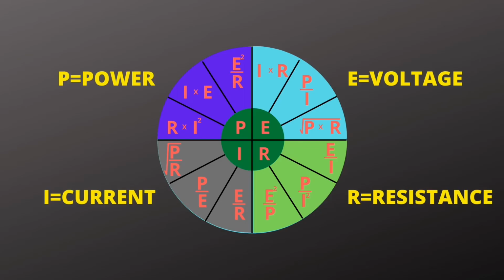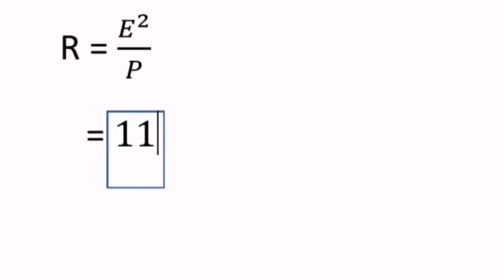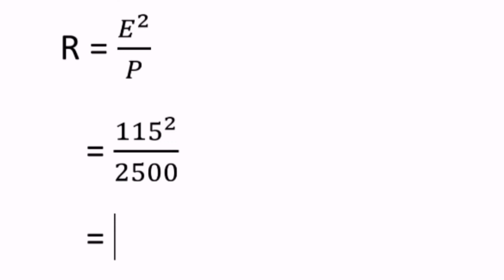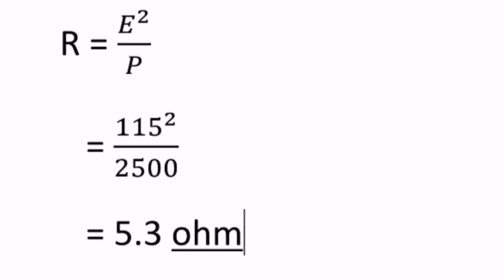So guys, we will go back to the formula wheel. In the lower right portion of the wheel, which is the resistance, we now find the formula which corresponds to the given, which are power and voltage. As we can see, the formula which contains power and voltage is E squared divided by power. Okay guys, to solve the problem, we just substitute the voltage, 115 volts raised to 2, divided by the power, which is 2500 watts. So the answer, guys, is 5.3 ohms.